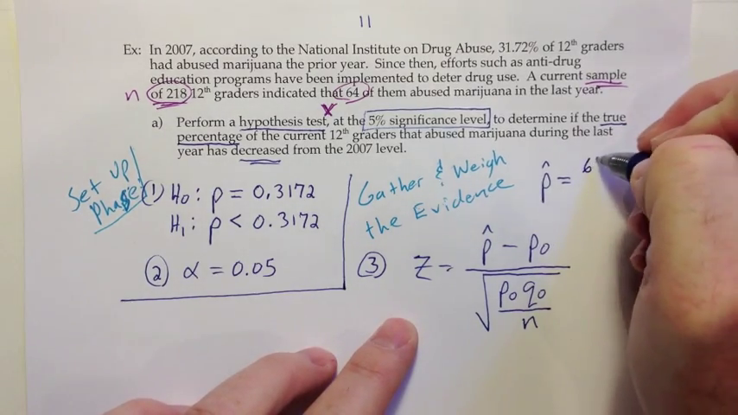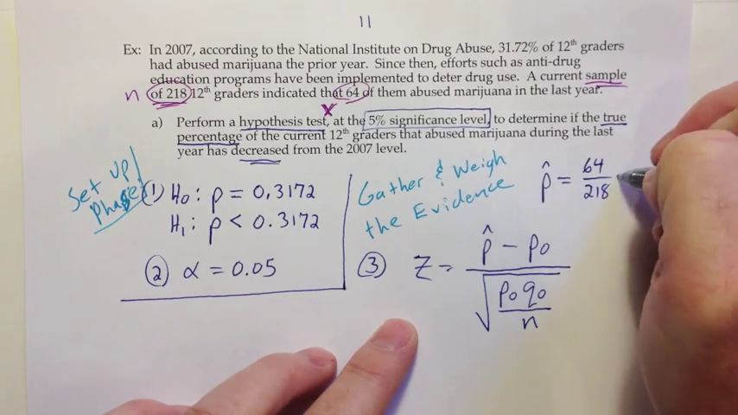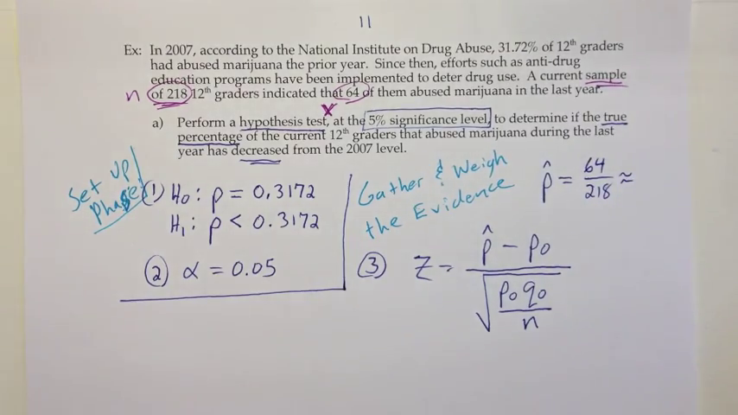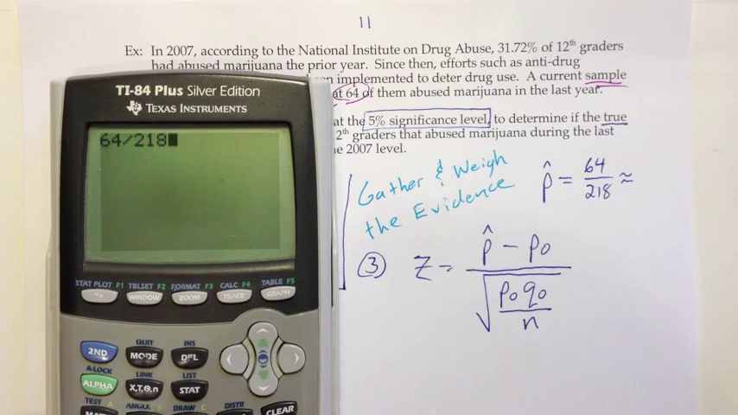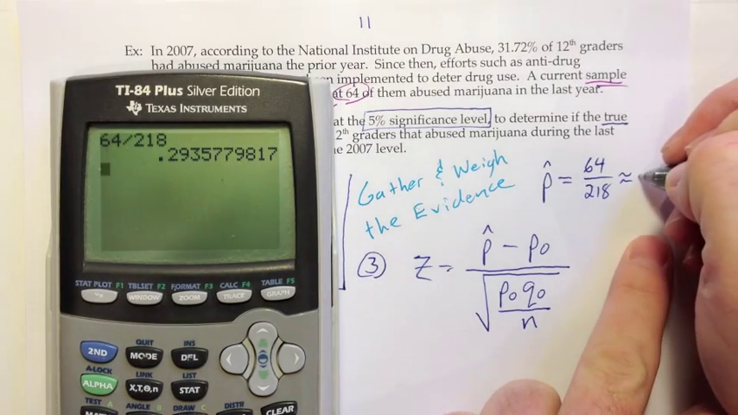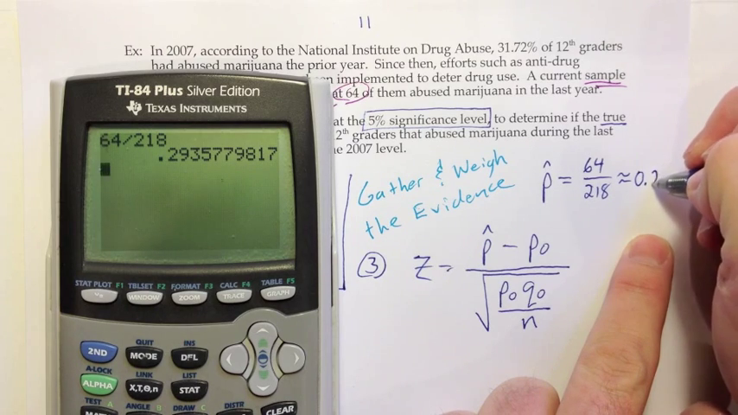So p-hat would be 64 over 218, kind of a small sample for a proportion, but that's what we have to work with, so we'll go with that. And then let's see what we've got there. 64 out of 218. Rounding to 4 decimal places would be the standard, so that'd be 0.2936.